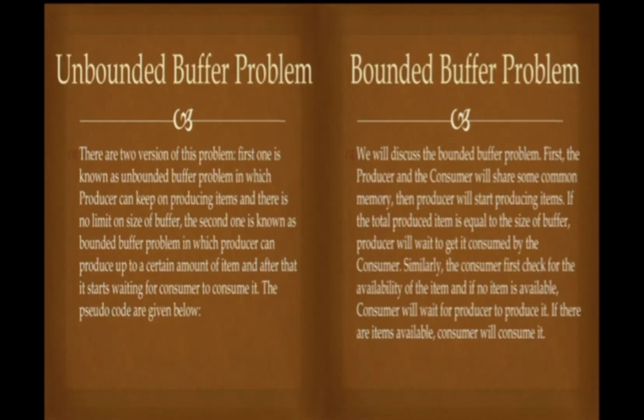Now comes the buffer problems. There are two versions of the producer consumer problem. The first is called the unbounded buffer problem, where the producer can keep producing items continuously and there is no limit on the size of the buffer. It just keeps growing. The second is the bounded buffer problem, which is more realistic because here the buffer has a fixed size. So a producer can only produce up to that limit, and once the buffer is full, it has to wait until the consumer consumes some items and frees up space.